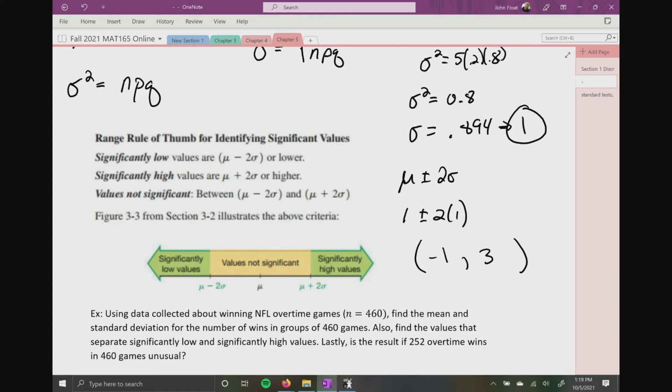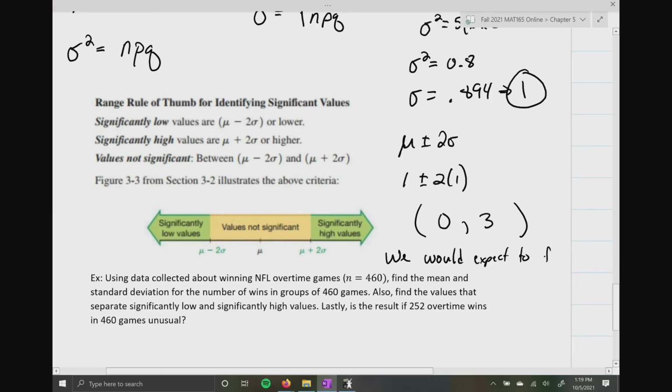However, we're not guessing on -1 questions, so I would erase this and put a 0 for it to make sense. In other words, we would expect to find normal guessing between 0 and 3 questions correct. Anything outside of that, I would be suspicious.